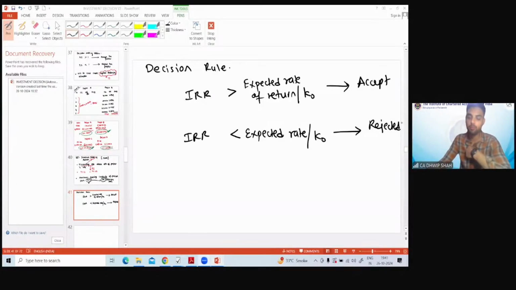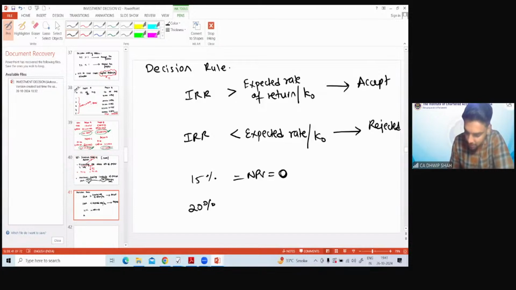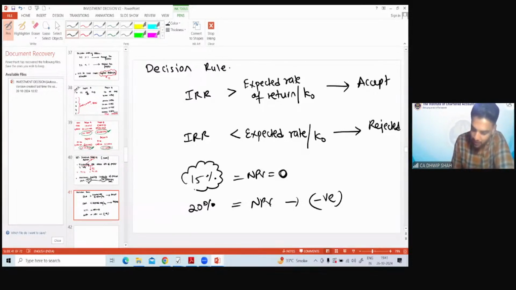A NPV 0 means, let's say at 15% NPV comes 0. Okay? Now if your discounting rate is 20%, your wish is 20%, obviously your NPV will come into negative, because higher the discounting rate, lower will be the present value. Are you getting this? See, in my example IRR is 15%, okay? So in that case NPV is 0, means no profit no loss situation.